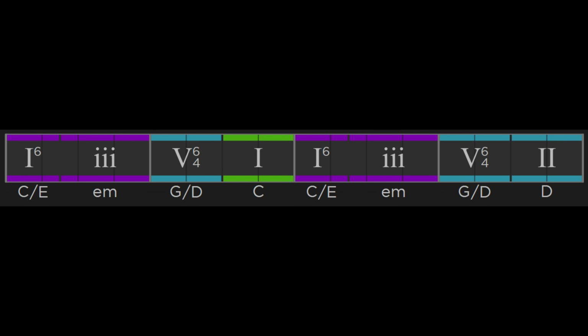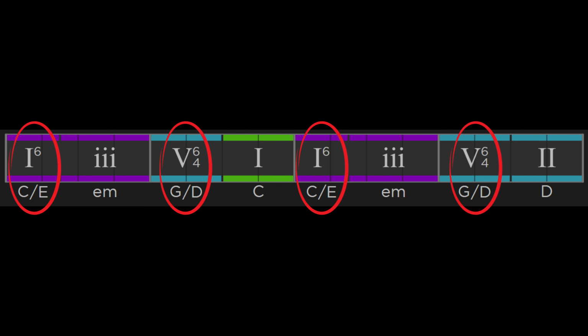There are a few things to note before we begin. The song utilises first and second inversions. These are used to change the bass notes in the chords and create movement and interest. First inversions have a 6 next to the Roman numeral, second inversions have a 6 and a 4.